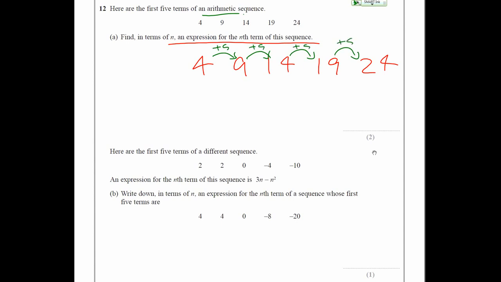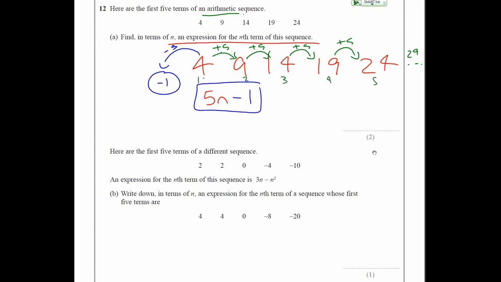You could keep going: 29, 34, etc. So that means because we're adding on 5 each time, we can put 5n in our formula. Now the trick says that if you hop back to the one that would have come before 4, so we want to take away 5 to hop back, you get -1. And that's your answer, 5n minus 1. That means whatever term you want, whatever number in the sequence you're up to, the first, second, third, fourth, fifth, this formula will find it out for you.